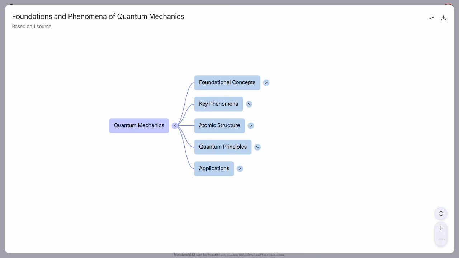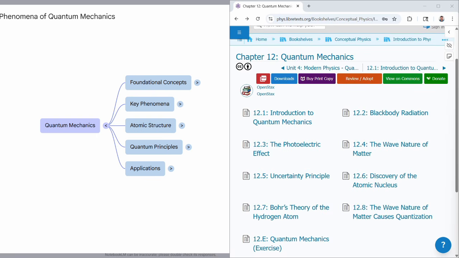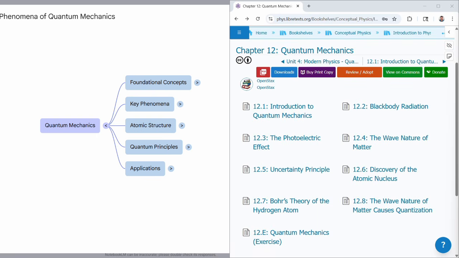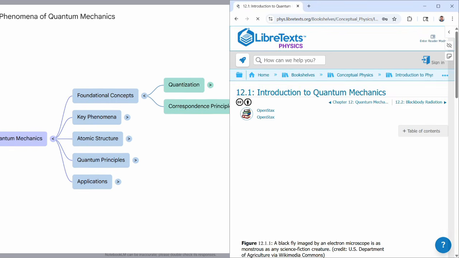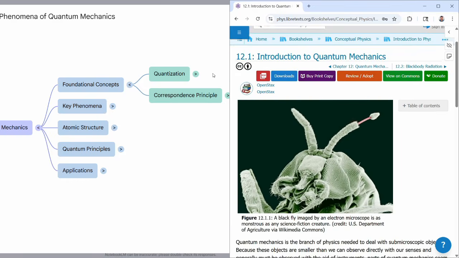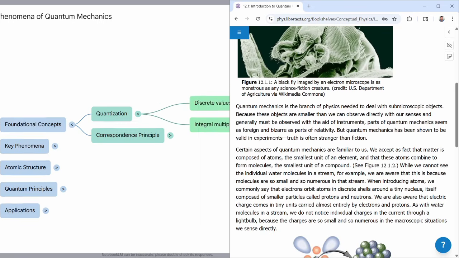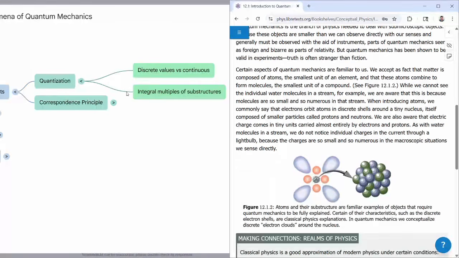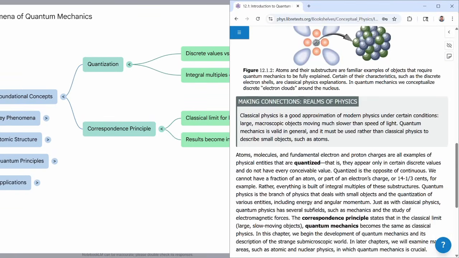This is the overview video for Chapter 12, Quantum Mechanics. As we cover this first pillar of modern physics, we are going to focus on the key conceptual ideas in quantum mechanics. So, in section 12.1, the textbook introduces some foundational concepts, talking about quantization, and something called the correspondence principle, which I think I mentioned before.